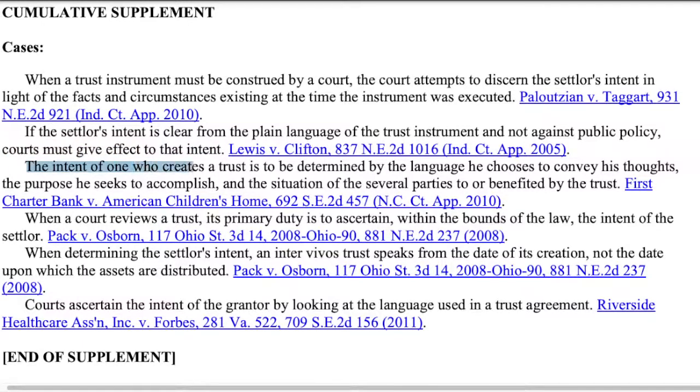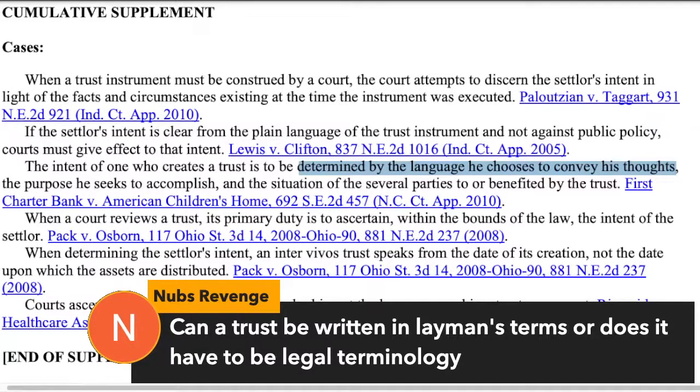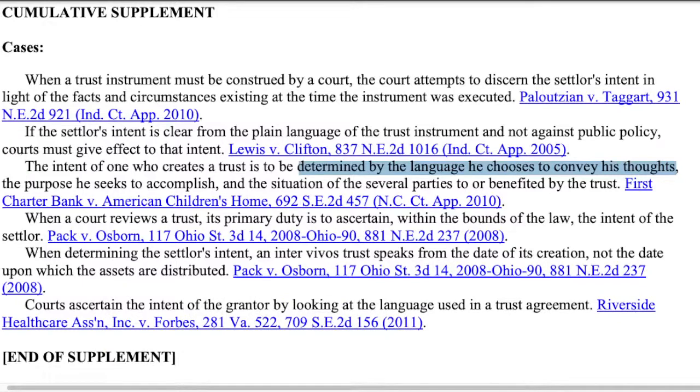The intent of one who creates a trust is to be determined by the language he chooses to convey his thoughts, the purposes he seeks to accomplish, and the situation of the several parties to be benefited by the trust. So again, I don't know why we keep coming back to this, but I think this is part of what it's all about. Can a trust be written in layman's terms, or does it have to be legal terminology? Well, the intent is determined by the language you choose to convey your thoughts, the purposes you seek to accomplish, and the situation of the several parties to be benefited by the trust. So I hope it's getting very clear by now what language to use.